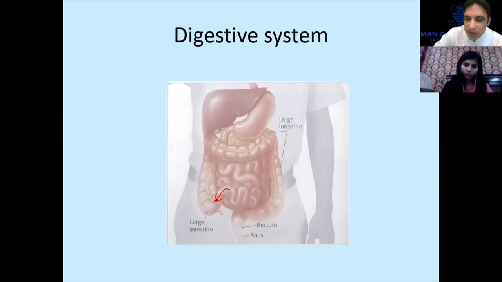Where there is a connection between the small and the large intestine, thank you. Okay, first is the question.